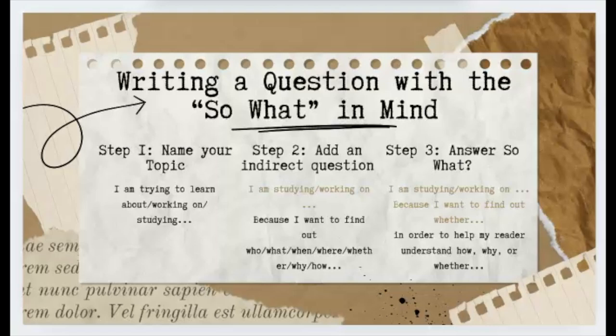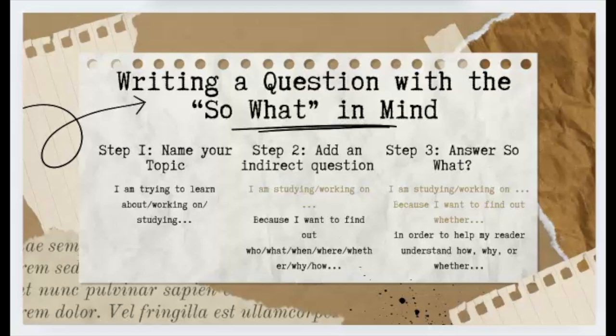And they really advocate that we come to this problem of developing a question with the so what in mind. So we're starting with the end in mind. Why does it even matter that this question is being asked is really what they're getting at. With that framing our thinking, they set up this 3-step process.